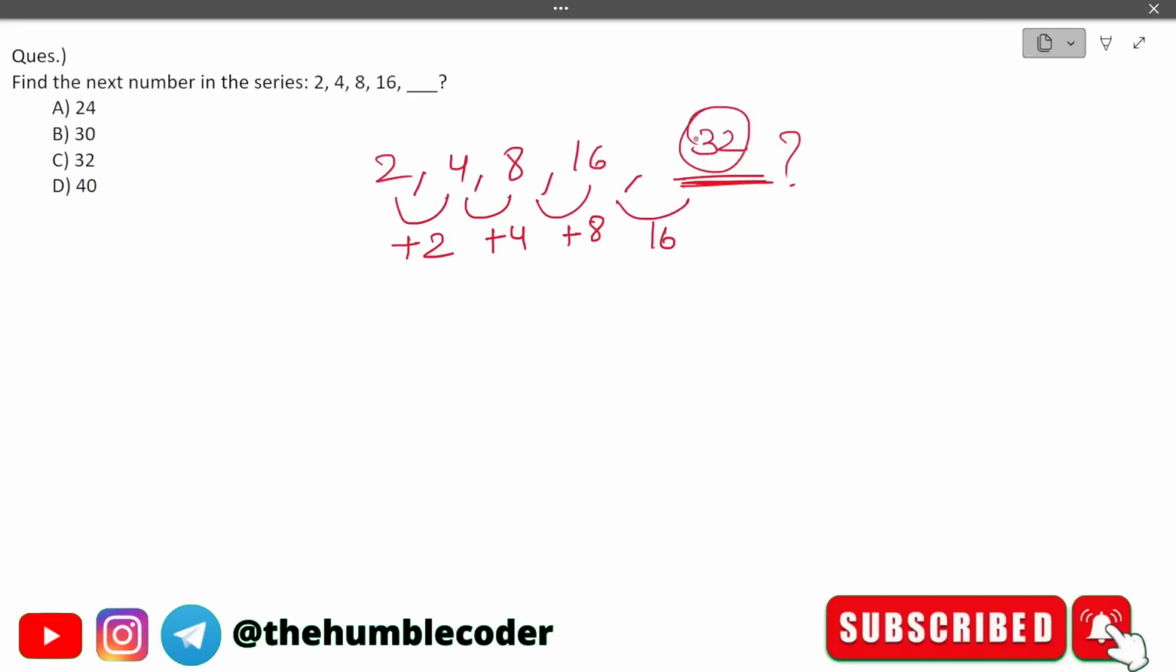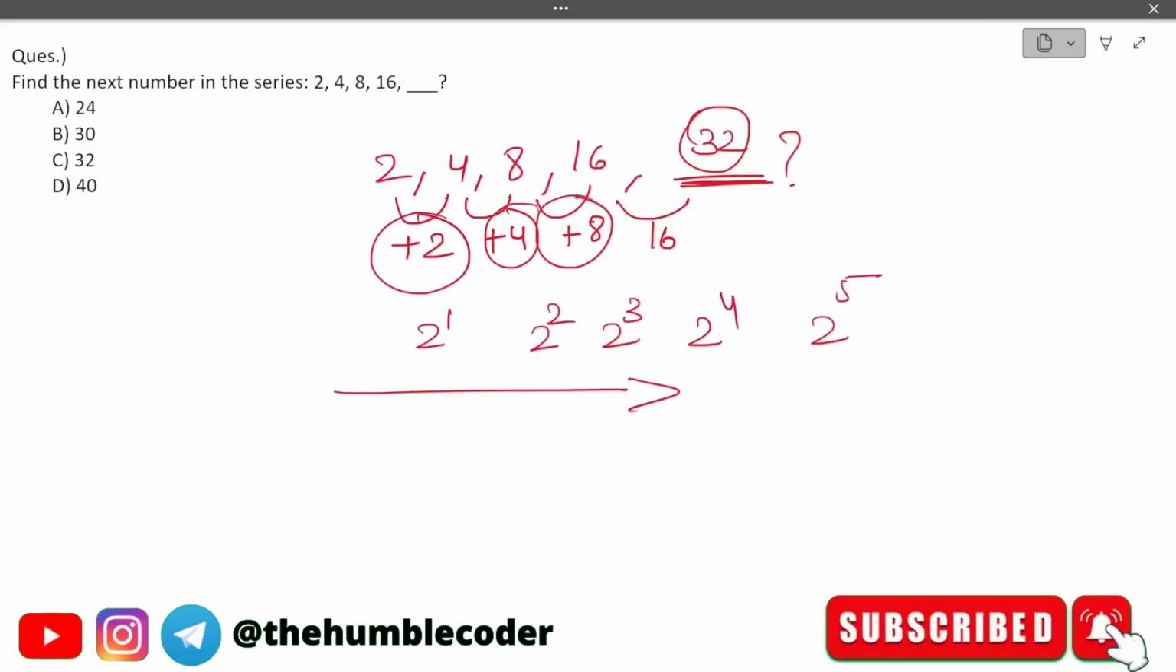32, right? So in this way, the correct answer is, you can also consider it in this way: 2 raised to power 1, 2 raised to power 2, 2 raised to power 3, 2 raised to power 4, 2 raised to power 5, so on and so forth. Or you can just simply consider 2, then 4, then 8, then 16, and then 32. Basically, the difference is getting doubled every time.